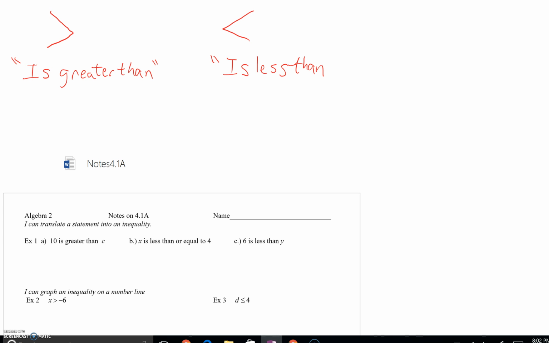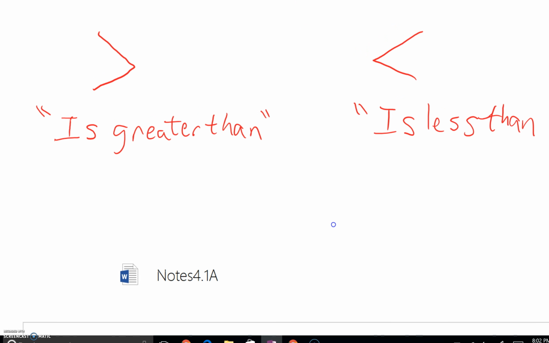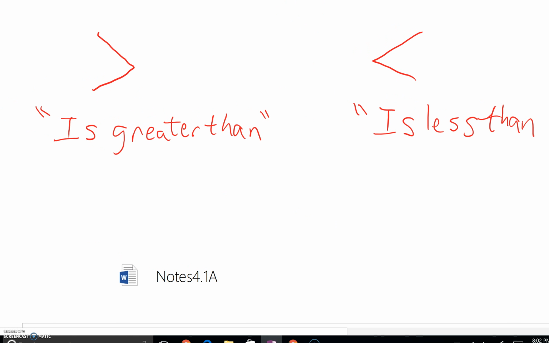Algebra 2, new chapter 4.1, we're getting into inequalities. That means that we need to review two very important symbols. The first one, this arrow that appears to be pointing towards the right, it's really an inequality symbol. It would be read is greater than. This symbol, this arrow pointing towards the left, would mean is less than.